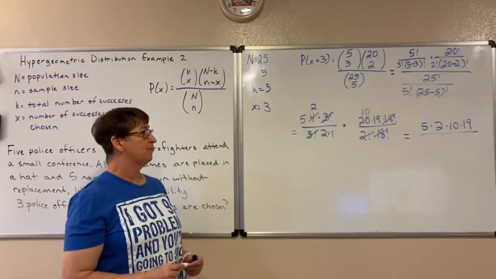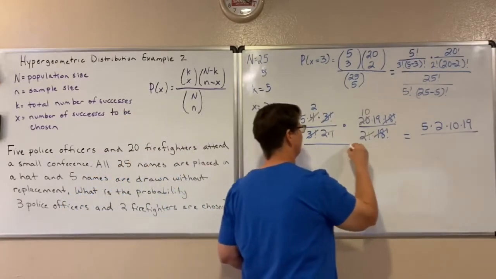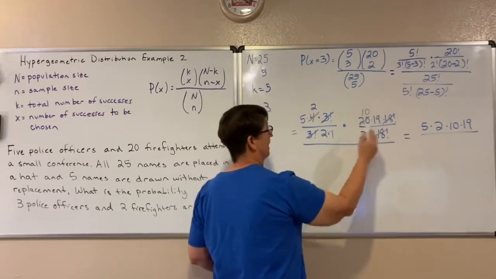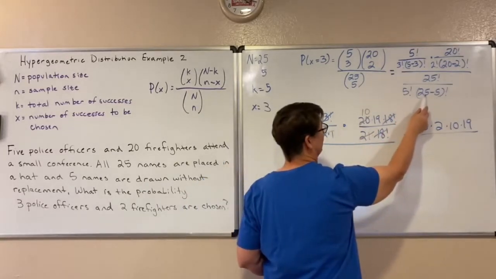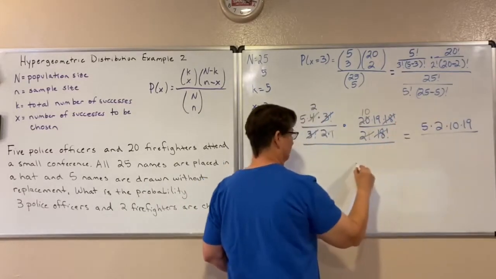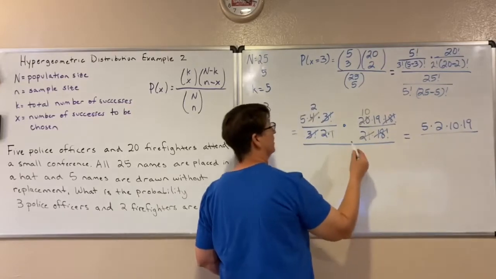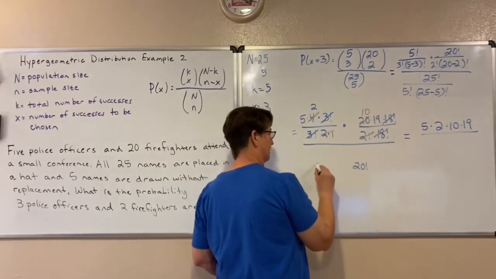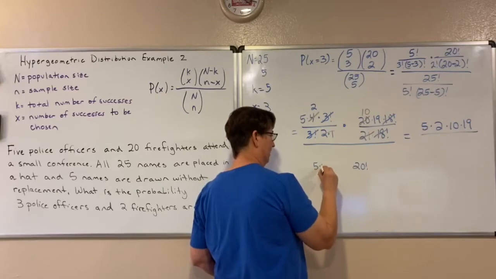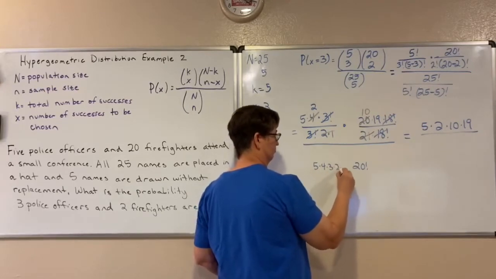Then in my denominator, I have that 25 factorial. Well, let's start in the denominator again. 25 minus 5 gives me 20 factorial. I'm multiplying that times 5 factorial. I'm going to go ahead and write that out. 5 times 4 times 3 times 2 times 1.